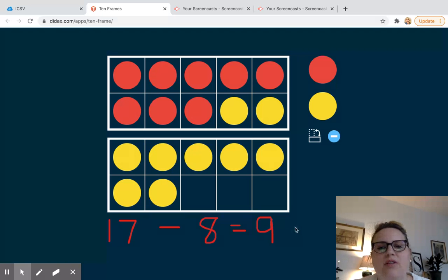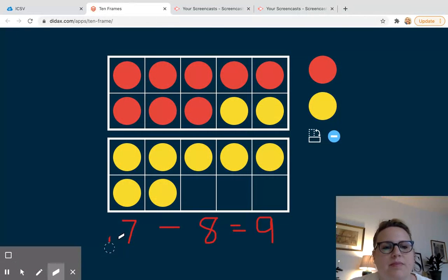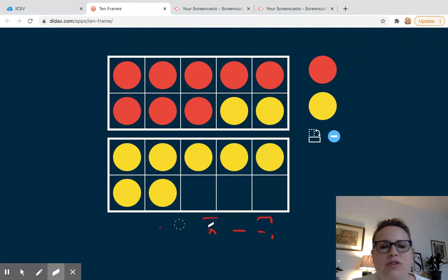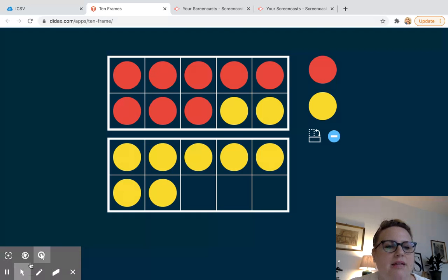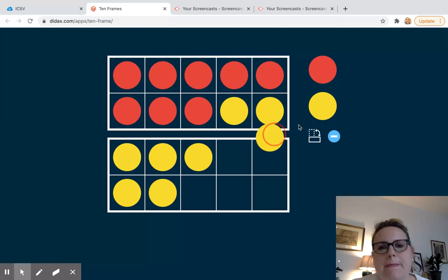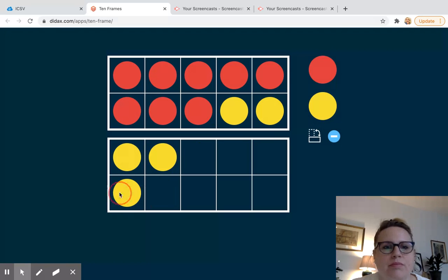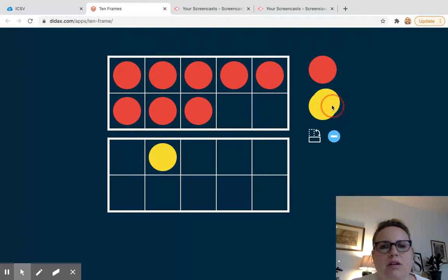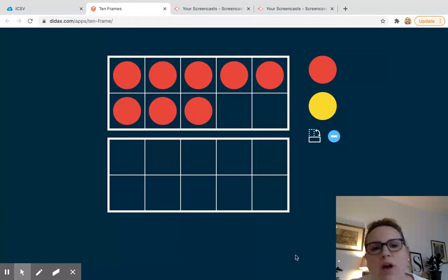Okay, let's do another one. We're still on workbook page 230, and you can follow along with me as I work these problems and model them for you. Put all of our counters back to start over. Okay, our next problem is number 1 down below, and it says use red and yellow counters or red and yellow circles and 10 frames. Make a 10 to subtract. Draw to show your work.